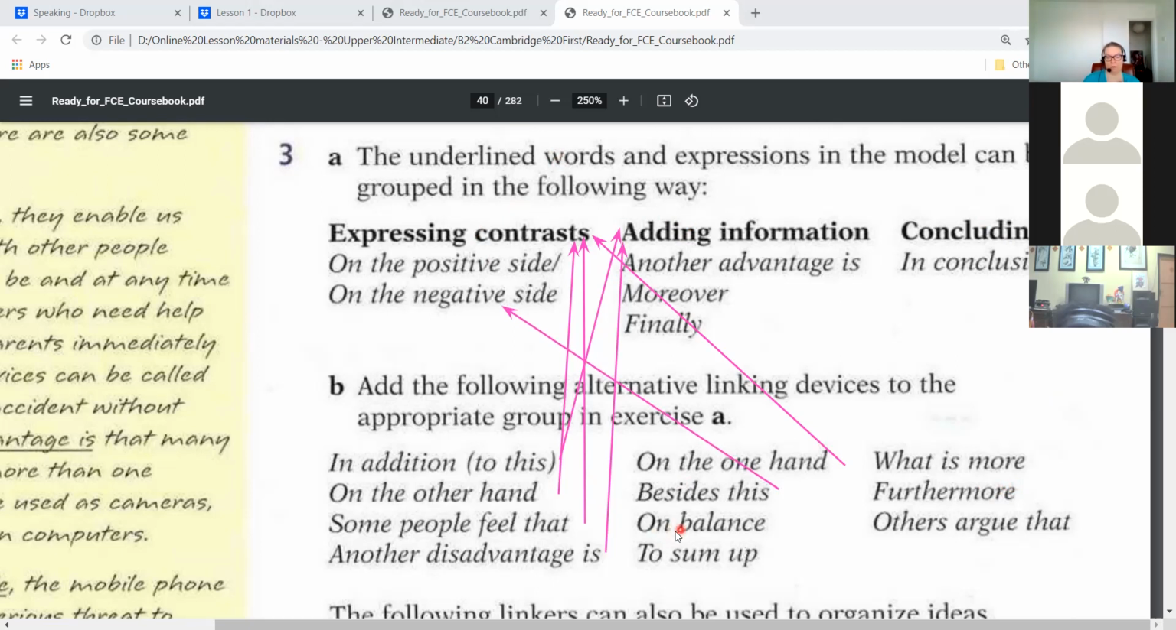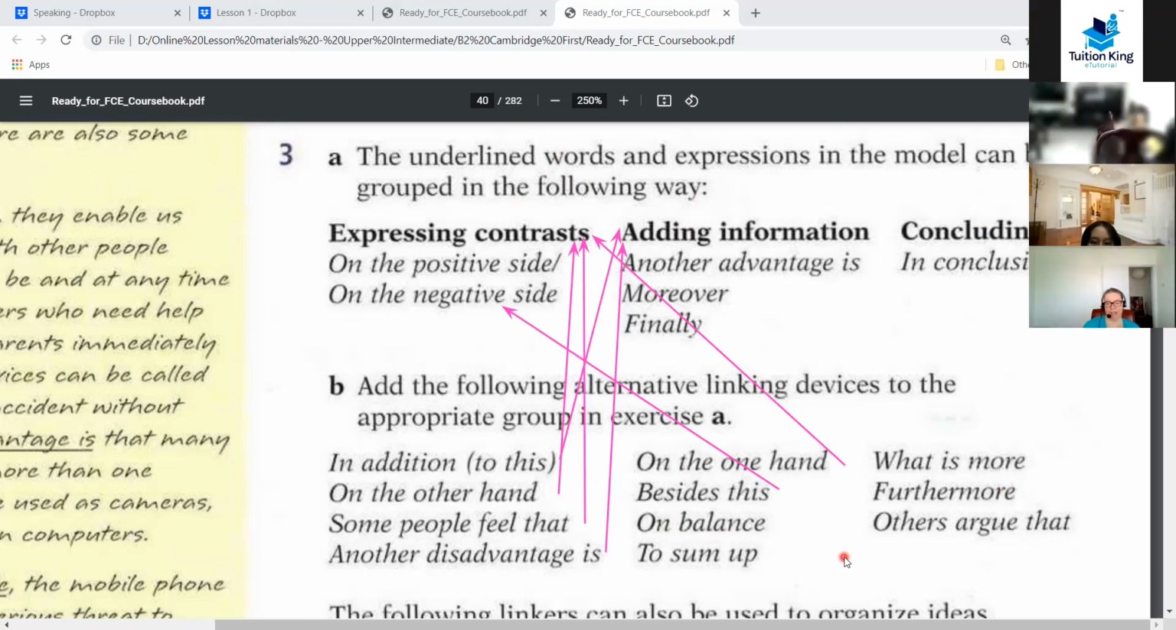Okay, what about on balance? Does it express contrast? Does it add information or does it conclude? Concluding. Yes, it does. Very good. What about the next one? To sum up, does it express contrast? Does it add information or does it conclude? Yes, it concludes. Very good. Well done.